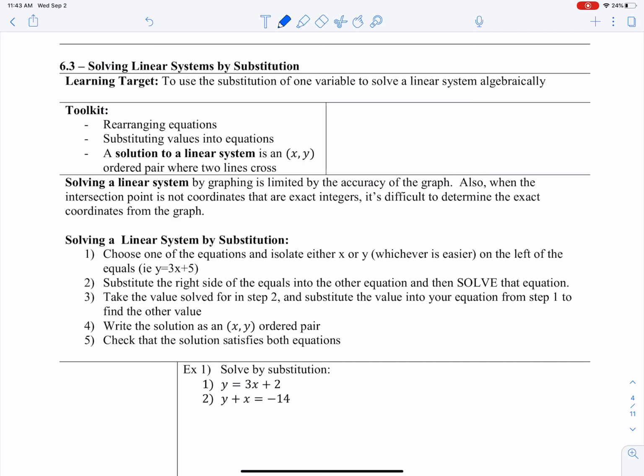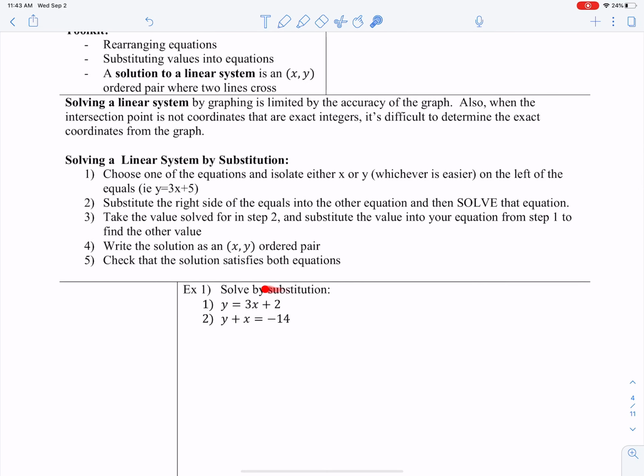So in the last section, we looked at solving equations by graphing, and now we're going to be solving linear systems using algebra. And the technique we're going to be using today is called substitution. Okay, so we're going to start off the same way with two equations.